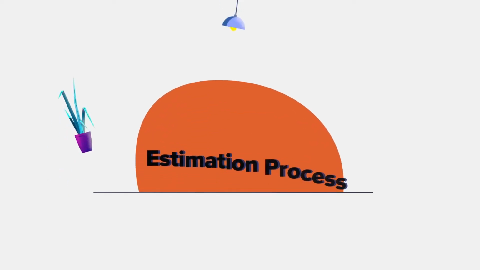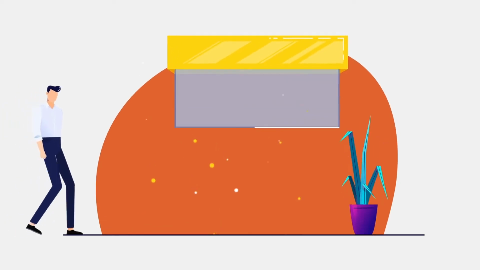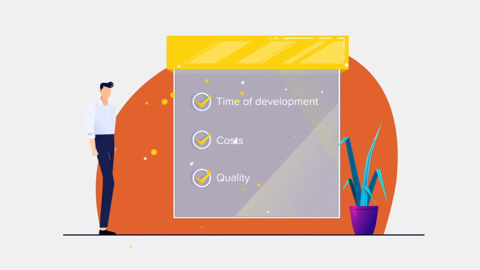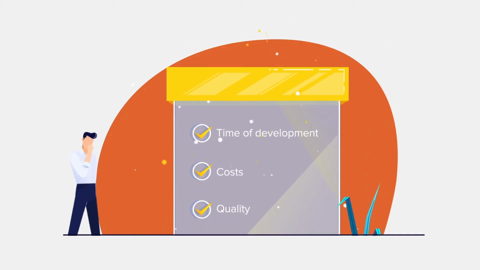In this video, we'll discuss the things you need to estimate the development of a web application and the importance of the discovery phase. Let's say you want to develop an app similar to Coursera or Udemy, and you are in the process of picking an agency or freelancers who can deliver the project. Typically, all clients make a decision based on time of development, cost, and quality.